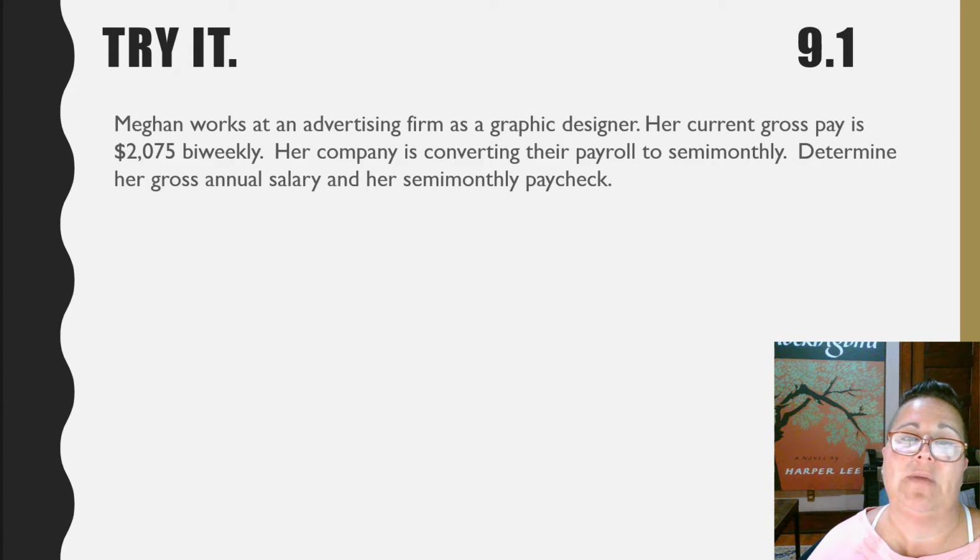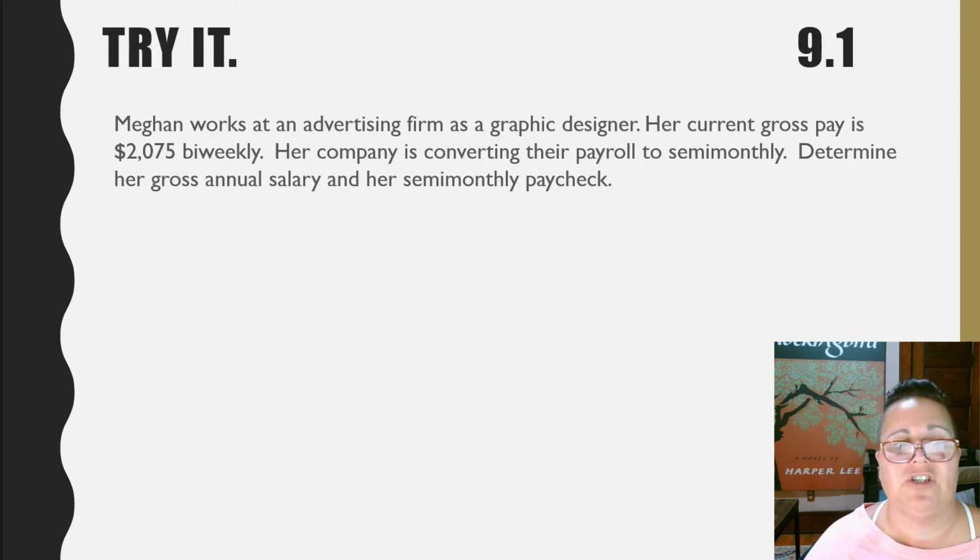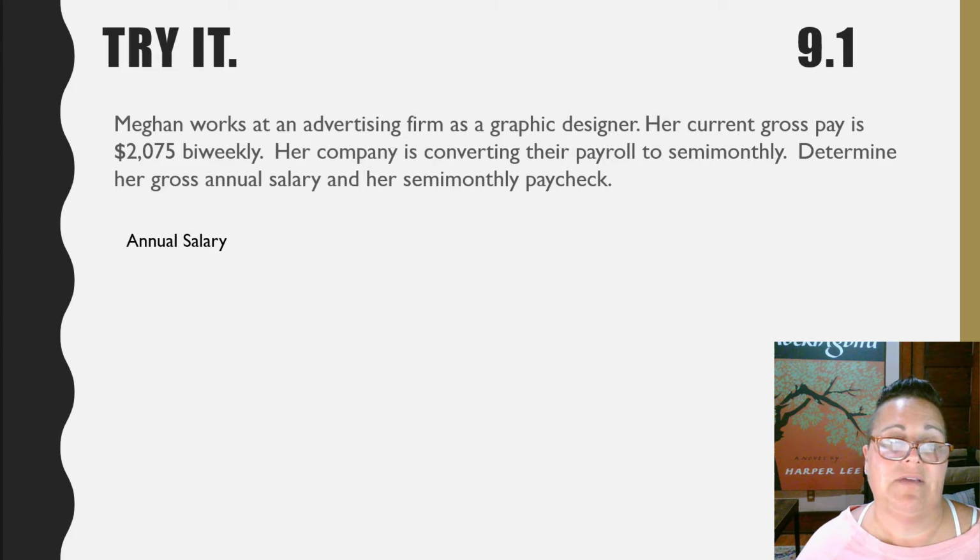We need to determine 2 things. We're going to determine her annual gross salary. So how much is she making a year? And what would happen if they switch to a semi-monthly paycheck? So to start with, we'll look at her annual salary. She's currently receiving a bi-weekly paycheck of $2,075. Remember, her bi-weekly paycheck is 26. So 26 paychecks in a year.